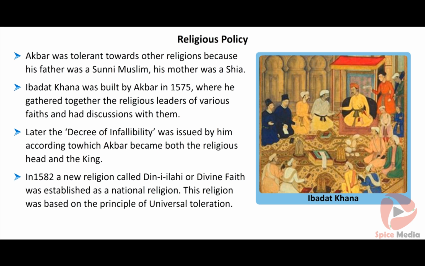In 1582, a new religion called Din-e-Ilahi, or divine faith, was established as a national religion. This religion was based on the principle of universal toleration. It had the good principles of all the religions. But Akbar did not compel anyone to follow his new religion. However, this religion disappeared after the death of Akbar.